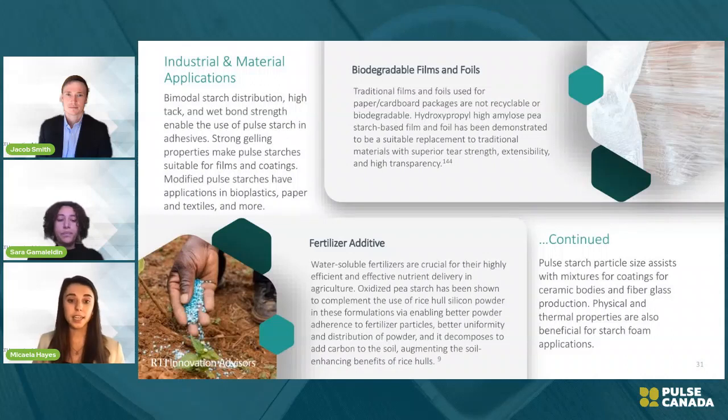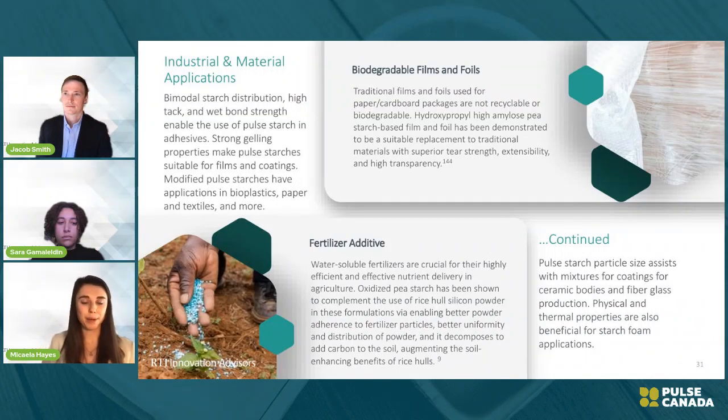The hydrophilicity of the pea starch enabled its better and more uniform distribution throughout the field. And then its biodegradability enhanced the ability to be decomposed by microbes and contribute to adding carbon to the soil after its use. So this highlights very unique properties of pulse starch that were leveraged for an end product.